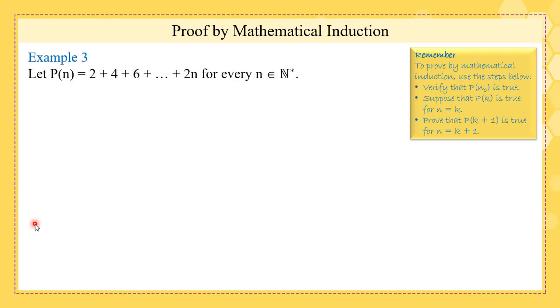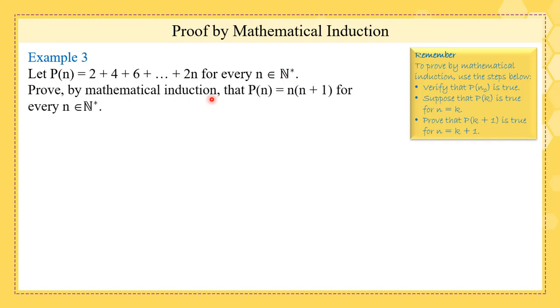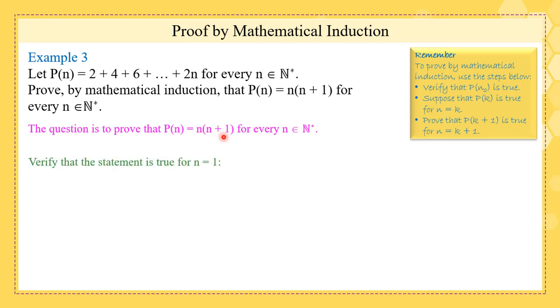Let's see a third example. We have Pn is 2 plus 4 plus 6 plus blah blah blah plus 2n for every n belongs to n star. Here we are working in n star. Pay attention. We need to prove by mathematical induction that p of n is n into n plus 1 for every n belongs to n star. So the question here is to prove that p of n is n into n plus 1 for every n.